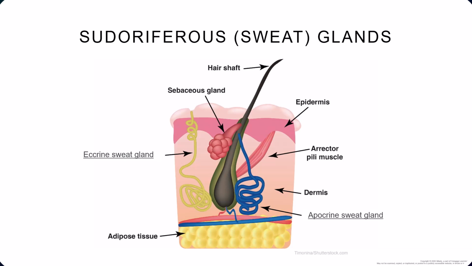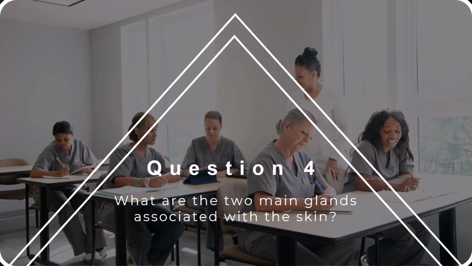So the main takeaway is the apocrine glands are in areas of the underarms and the genital area, and those secretions are released through the oil glands, while the eccrine glands are found all over the body, and the secretions are released directly to the skin surface. So eccrine glands exit to the skin surface is kind of how I remember the difference. Question number 4 is, what are the 2 main glands associated with the skin?